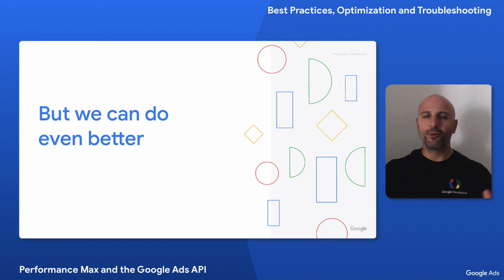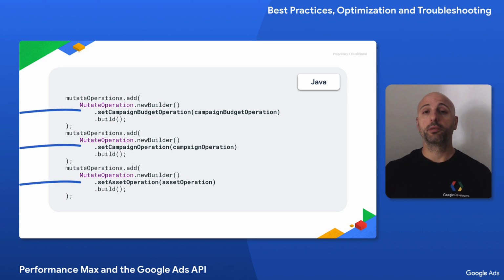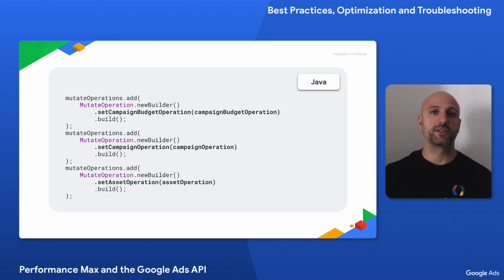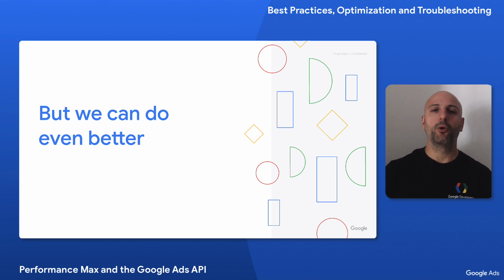But that's not all. There's more. Now that we know how to bundle together operations to create different resources, we can take it one step further. If you remember, earlier we said that some of the required resources for Performance Max campaigns can be created in multiple API requests, but that doesn't necessarily mean they should. In fact, we can bundle the operations to create these resources together with the ones to create asset groups and asset group assets, effectively creating all the required resources for a Performance Max campaign in a single API request. But wait. This is not everything. There's even more.